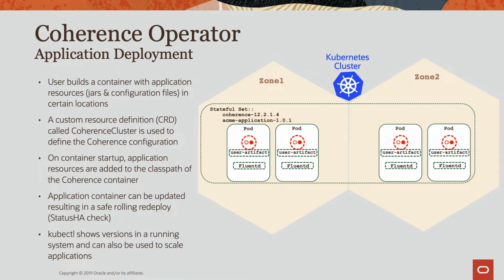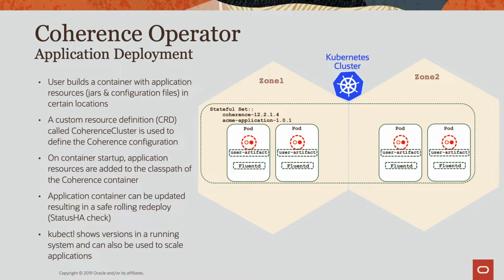For application deployments, the user builds a sidecar container with resources such as jars and configuration files included in well-known locations. The Coherence Cluster CRD is used to define the roles and configuration required for the Coherence application. The application sidecar is deployed and referenced in the Coherence CRD, and resources are added to the class path of the Coherence container at runtime.